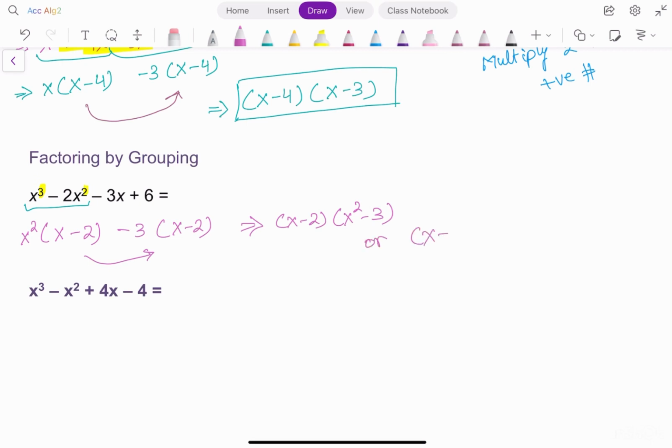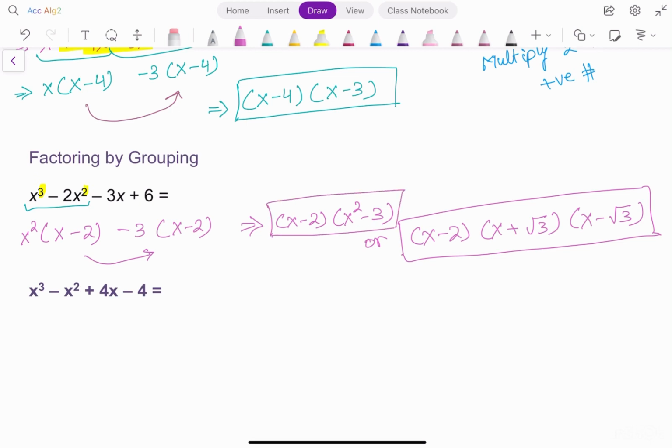Now I can rewrite x squared minus 3 as (x + radical 3)(x - radical 3). So the choice is yours. It depends on what your teacher wants. If you are in my class, I will want the second option, factoring it completely.